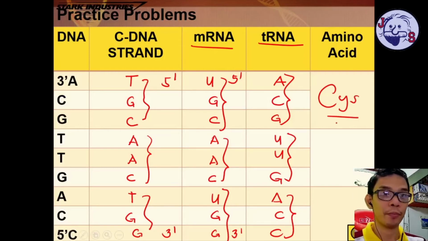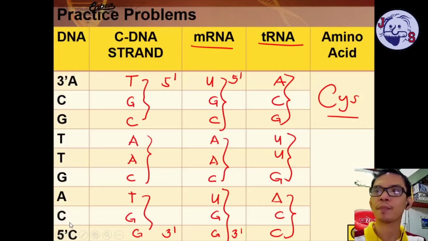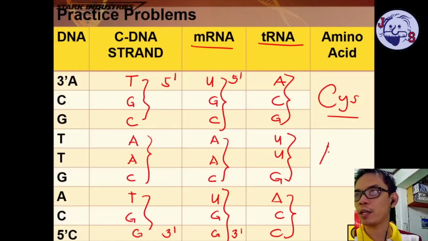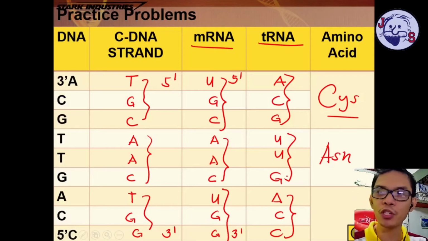CYS. Alright, so next one is the AAC. Let's go back to the codon chart. AAC. That was asparagine, ASN. So we write here the abbreviation ASN. And finally, we have the UGG.